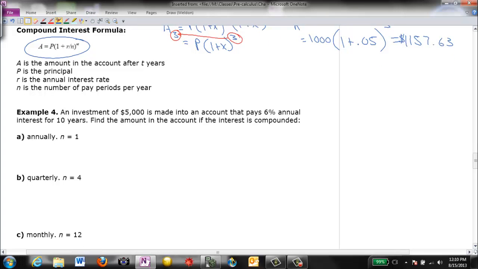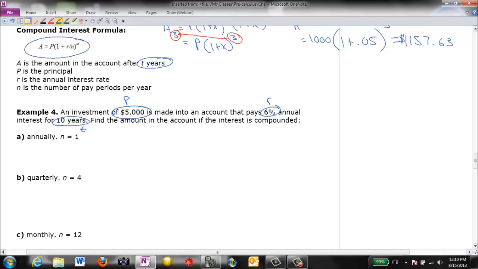In example number 4, they say that we have an investment of $5,000 and it's made into an account that pays 6%. So some key pieces of information that you want to pick out of these problems: this $5,000 represents your P, your initial investment, and this 6% represents r, your interest rate. They say you're going to be investing this money for 10 years, so this is your t. How many years are you investing? They want to find the amount in the account after 10 years if the interest is compounded in the following ways.